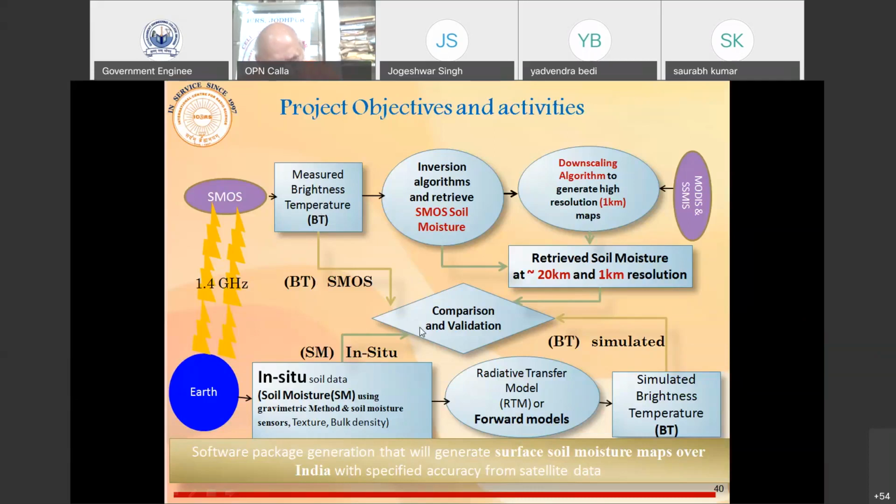Now what we do, we go to the field. We collect the samples as I mentioned to you, and we have the gravimetric soil moisture measured. And also we take the texture of the soil sample and find out whether this soil is sandy or silty or loamy or whatever variety it is.